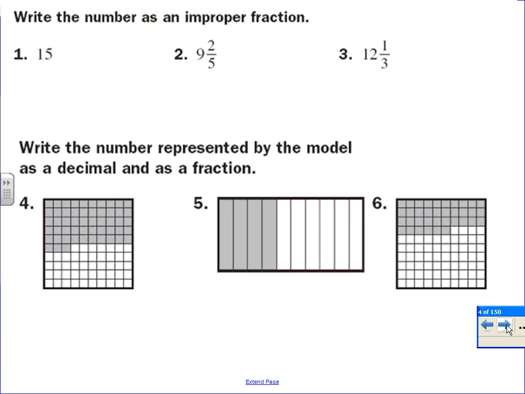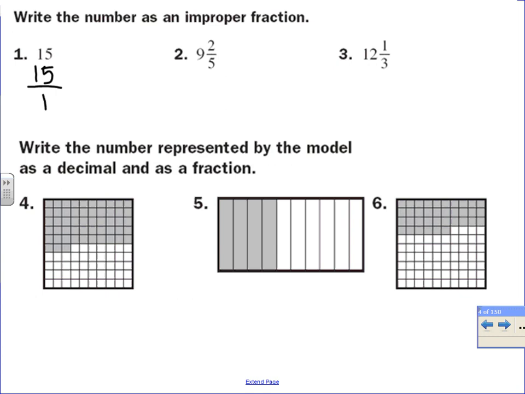Okay, so let's go over our warm-up. Kind of an interesting question here. If you guys can't hear me, let me know since I'm a little stuffed up. So 1, 2, and 3 say write the number as an improper fraction. So Justin, how do we do that for number 1? Good. Why is that an improper fraction? Justin, do you know why? Yep. Numerator's larger than the denominator, so it's an improper fraction.